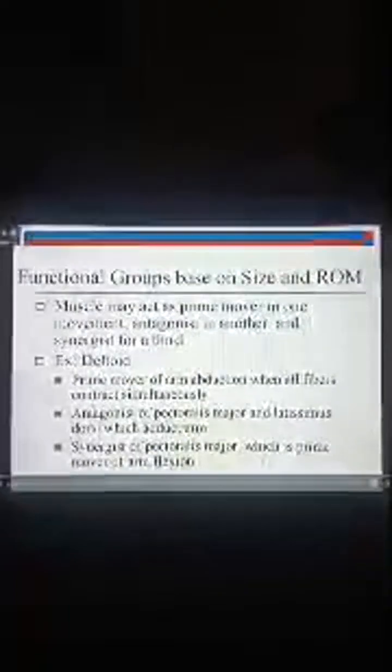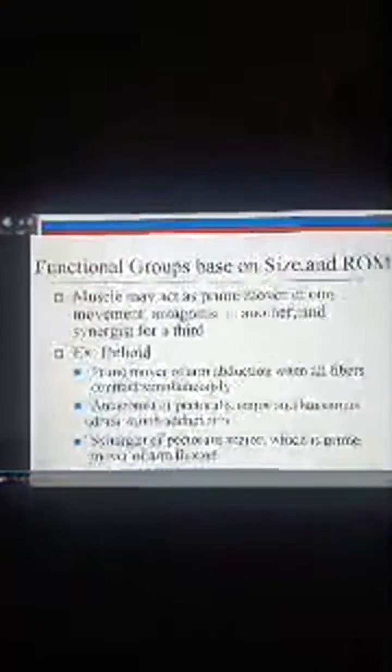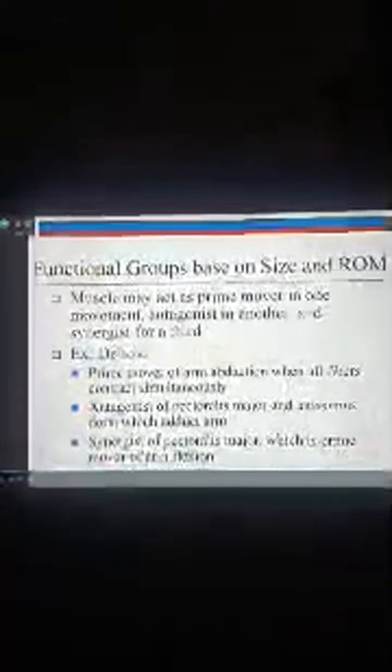The antagonist for forearm extension. And of course, you can also be a synergist. Another example in the body would be the deltoid. It is the prime mover of arm abduction when it's all stimulated together. It is an antagonist of the pectoralis major and the latissimus dorsi with arm adduction. And it is a synergist or a helper of the pectoralis major, which is the prime mover for arm flexion.